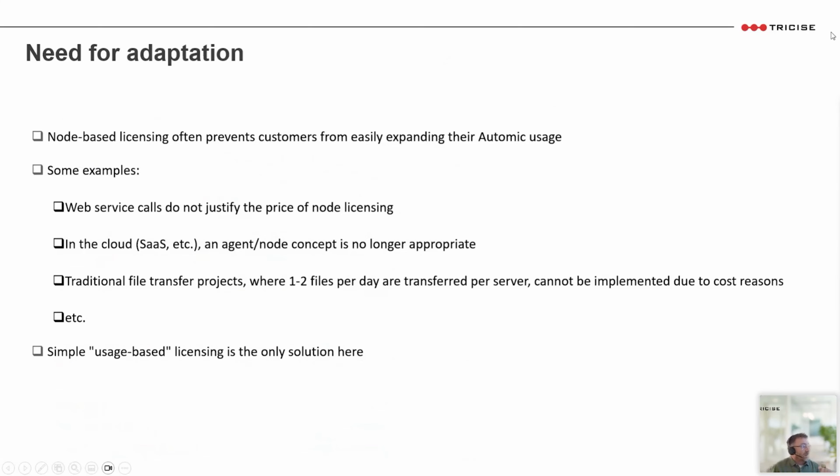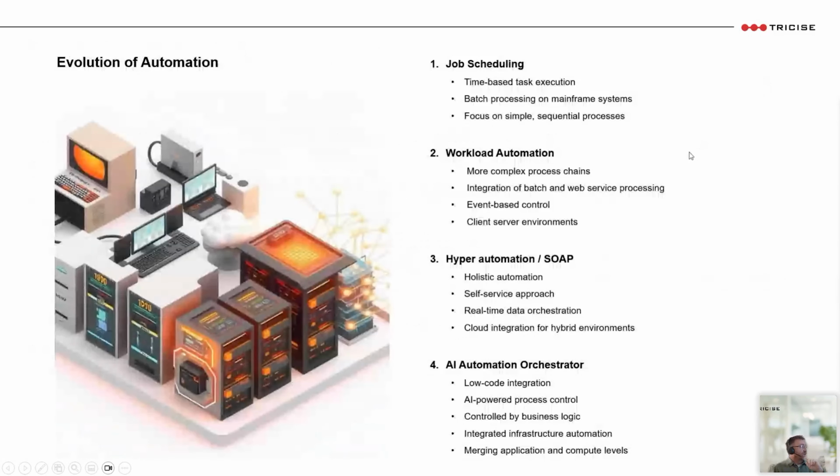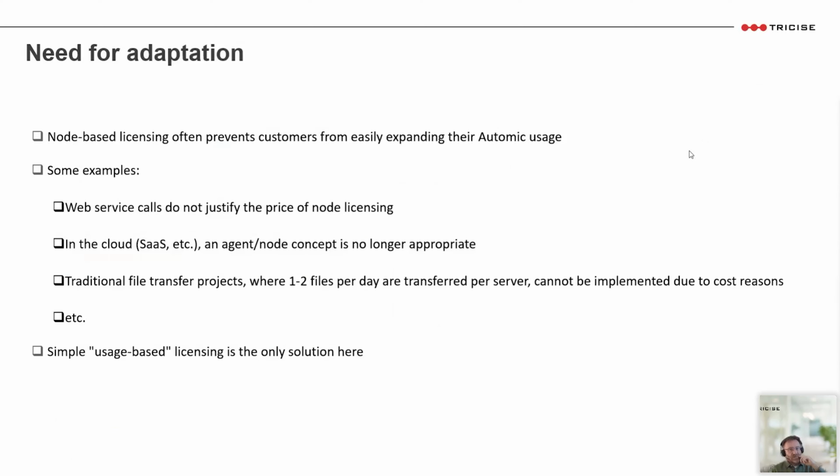Coming back to the previous one, wrong direction. Now we are at the previous one, the evolution of automation. You see it started on a mainframe, changed to workload automation, complex, etc. It's getting more and more complex and more powerful. And this process needs adaptation.